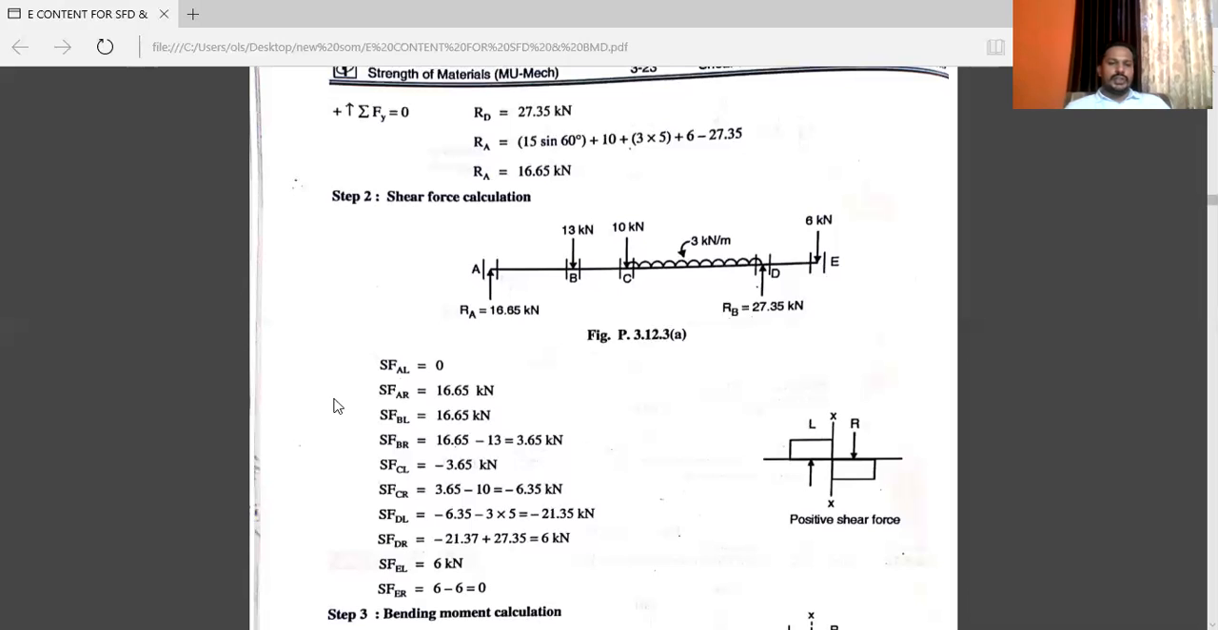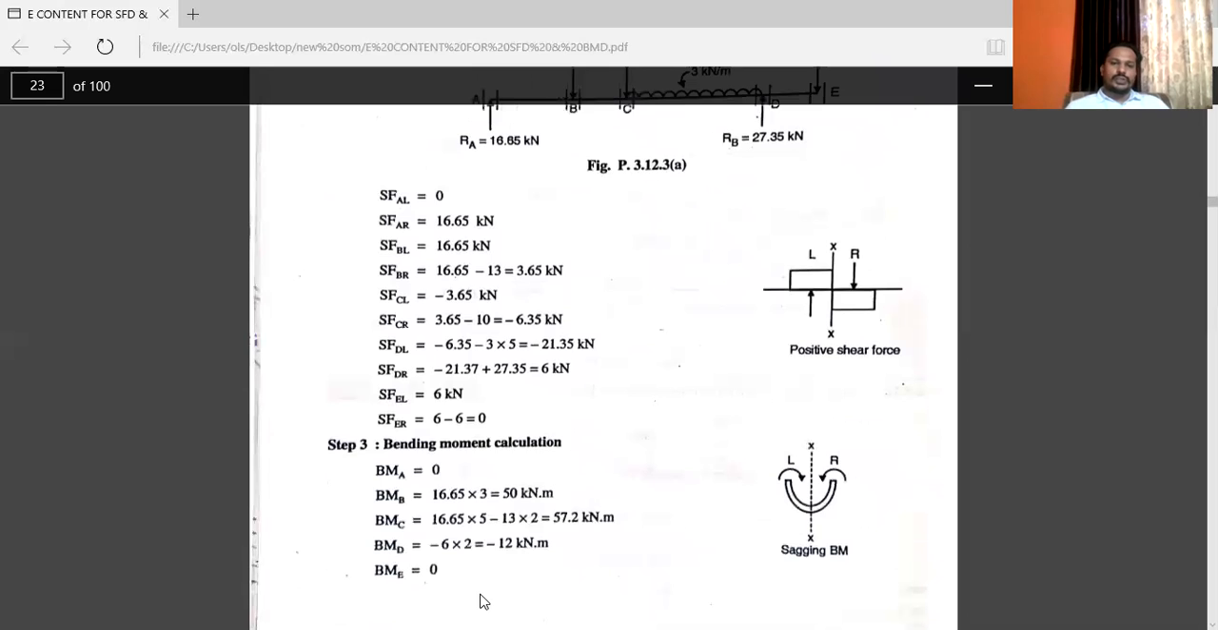So again you can see here shear force at point A just to the left is equal to 0 and shear force at point E just to the right is equal to 0. Maximum time, the answer at end point will be 0. You can see. You can cross check the values also.